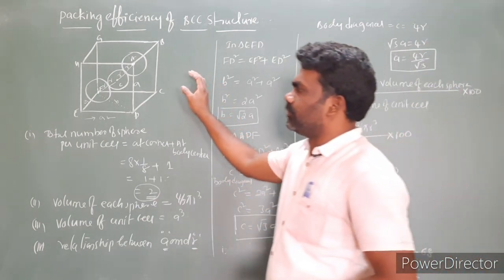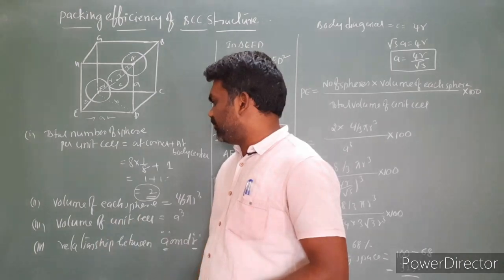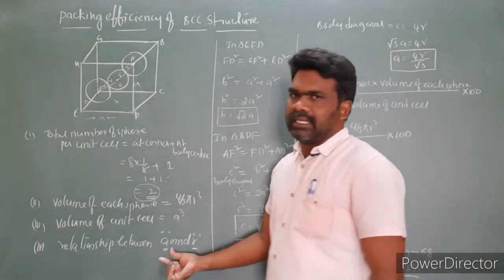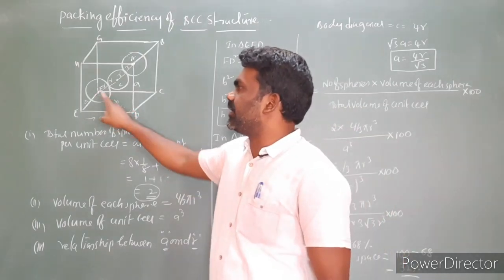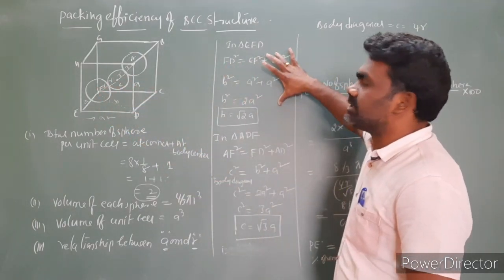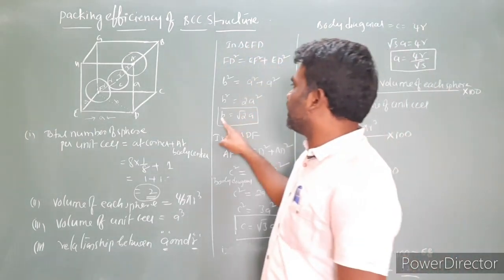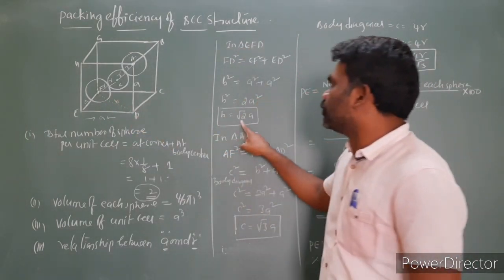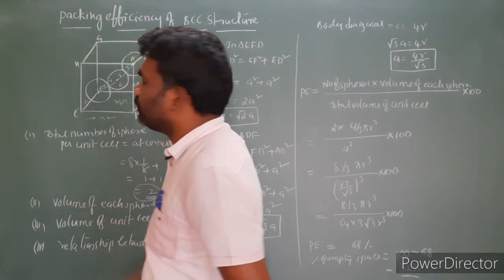So here also we wrote 4 points. One is the total number of spheres per unit cell. The next ones are the volume of each sphere, the volume of the unit cell, and the relationship between the edge length a and r. For this case, first we have to find the face diagonal. From triangle EFD we will get the face diagonal is equal to root 2a. So this face diagonal is root 2a.